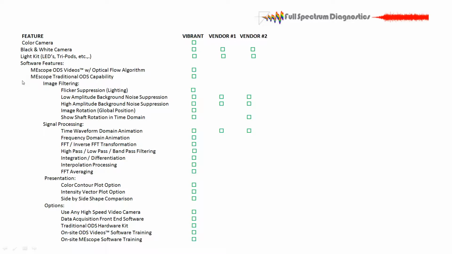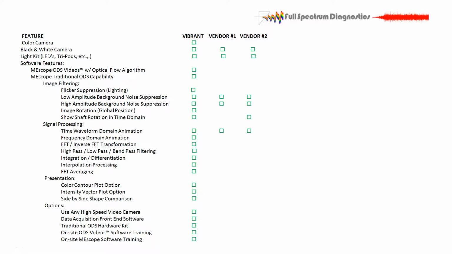MEscope traditional ODS capability, this is really key because now we can do the optical ODS videos analysis and we can do traditional ODS in the same software package. Inside the ODS videos, there's image filtering. So there's flicker suppression in the lighting. This is one of the hard lessons.